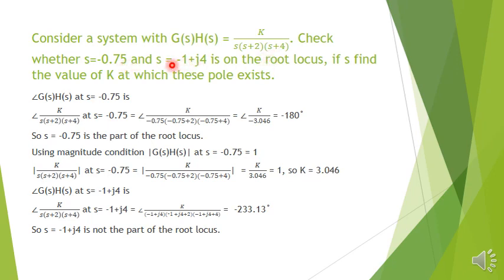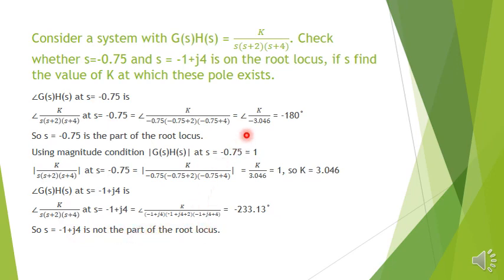Now second question, s is equal to minus 1 plus j4. So angle of g of s h of s at s is equal to minus 1 plus j4, substituting this value, I will get minus 233.13. So this is not an odd multiple of 180 degree. Since this angle is not an odd multiple of 180 degree, this point s is equal to minus 1 plus j4 is not a part of the root locus.